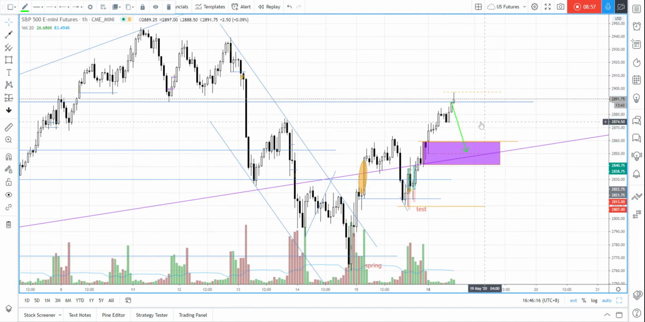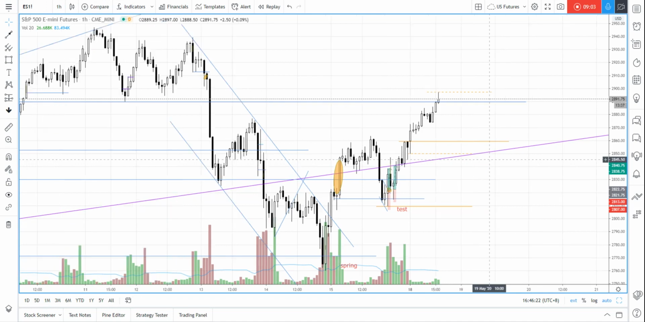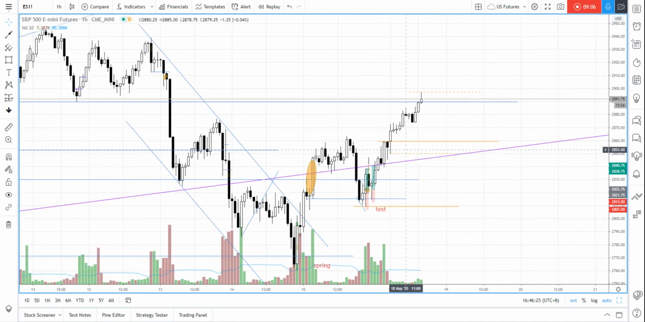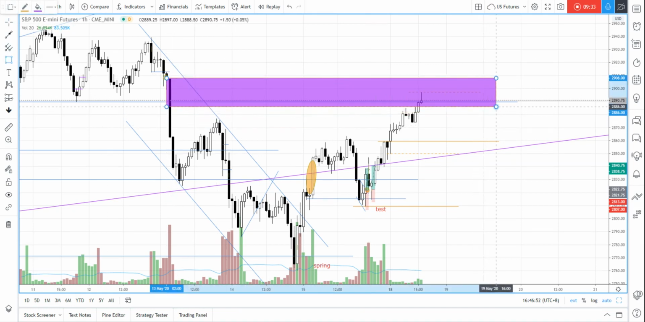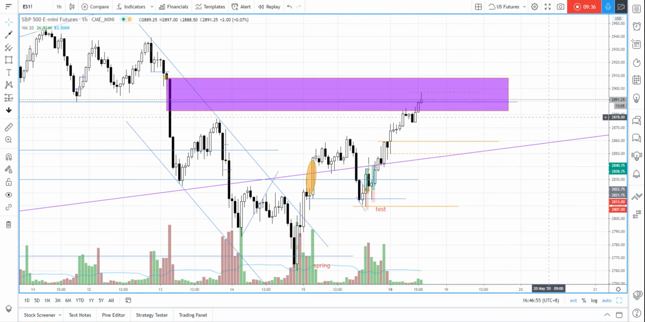Else, because currently I think the majority of the movement happened just during the Asian and the London session. Yep, there's the Asian and London session. So we have already had a move from 2850 to 2890. Currently we are within the resistance zone that I previously mentioned, from 2890 to 2910, which is somewhere around there. So I think we are very close to or within this resistance zone.